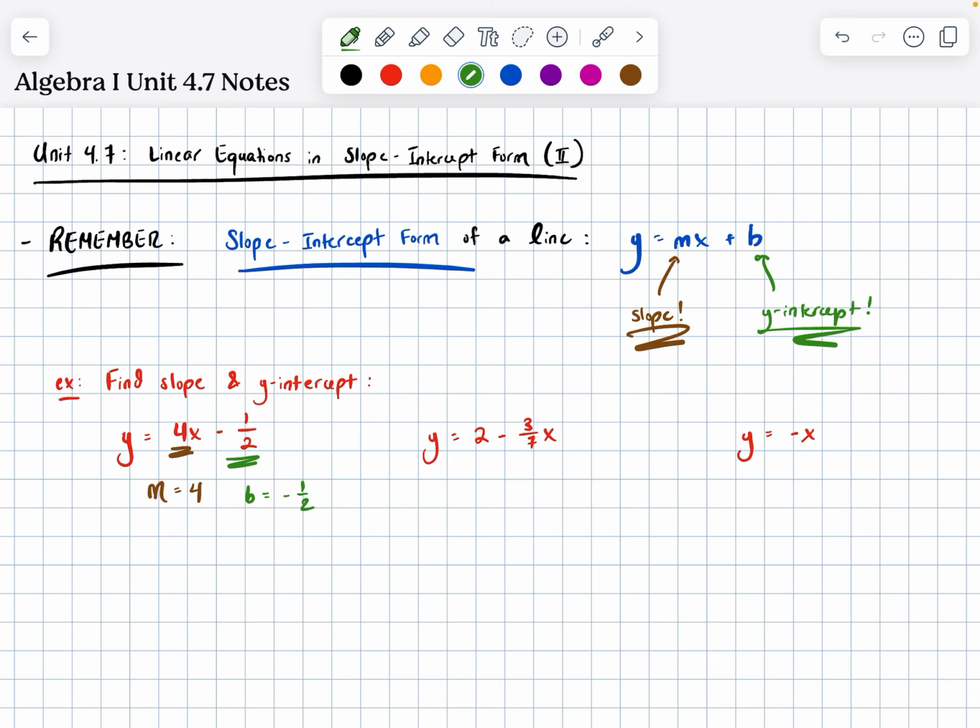To find the y-intercept, I know, what do I do? Very good. Well, if I want to find the y-intercept, I plug in 0 for x. So that tells me the point 0, negative 1/2 is on my graph.